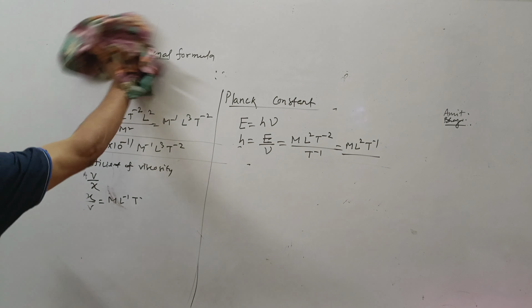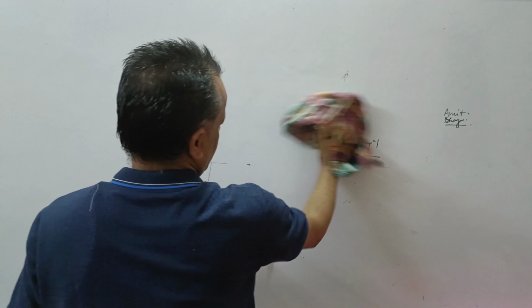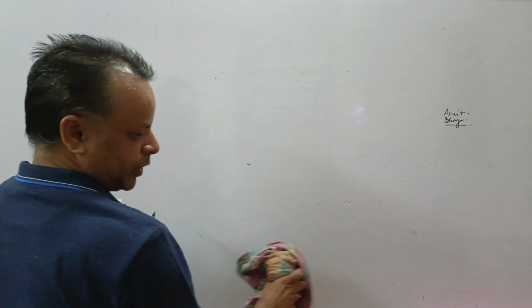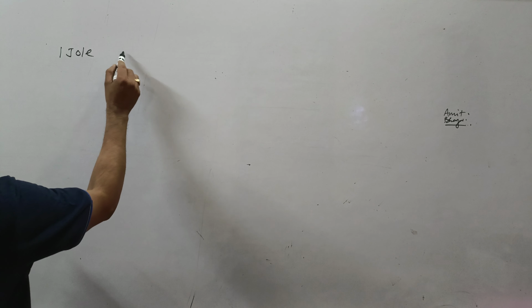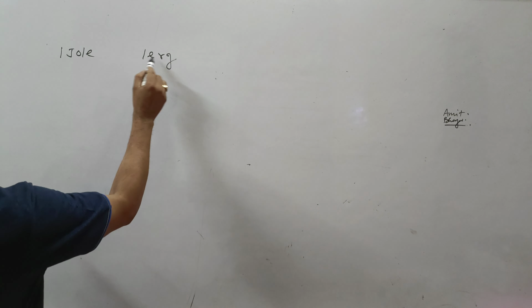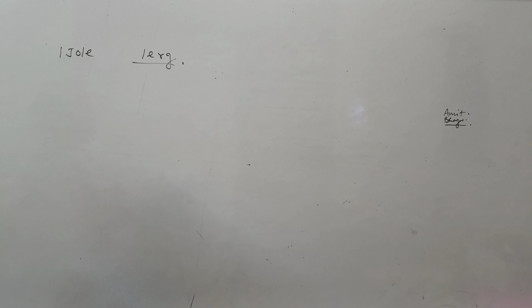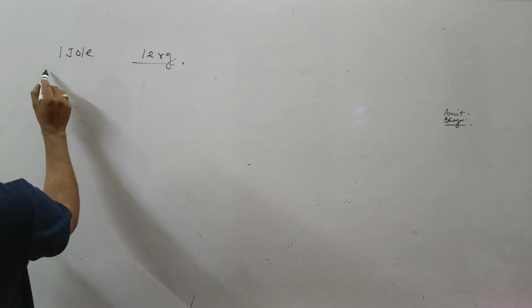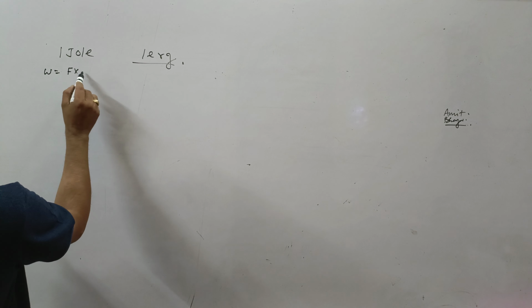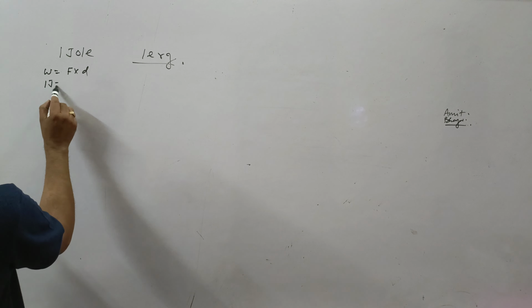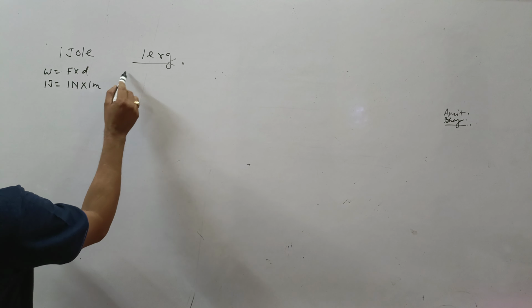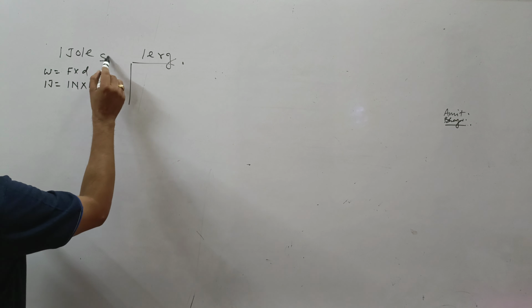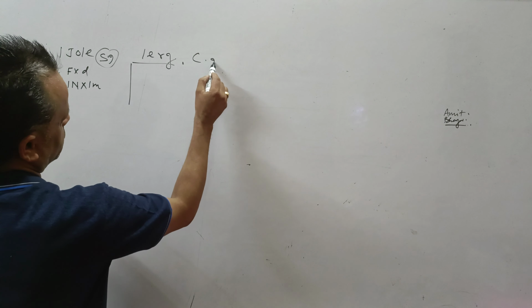Now we go for how one unit can be converted into another. Suppose we have 1 joule and we have 1 erg. Both are units of work. See, what is 1 joule? Work is basically force into displacement. 1 joule of work is said to be done when 1 newton of force displaces the body by 1 meter. But this is in SI unit and this is in CGS unit.